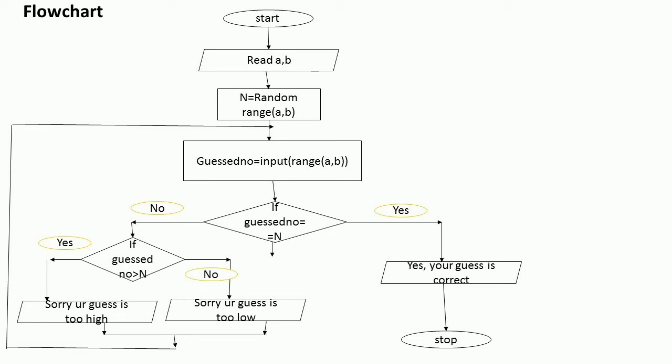The process is repeated until the guessed number becomes equal to n. Then it prints that the guess is right. Then we will stop the flowchart.